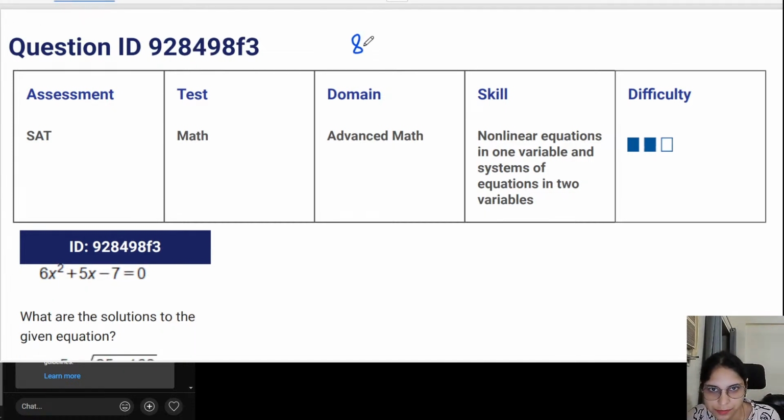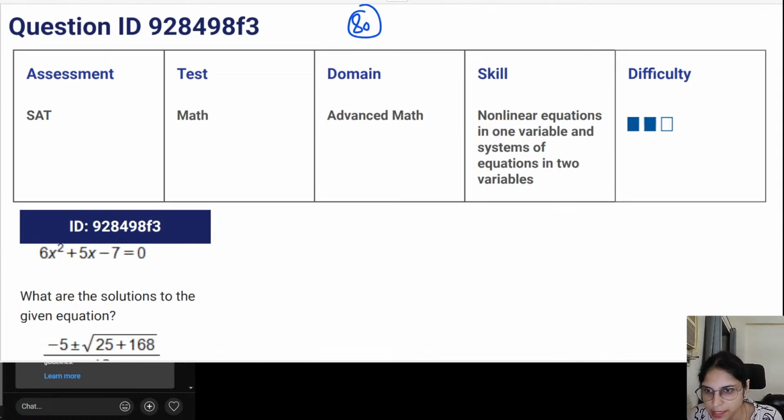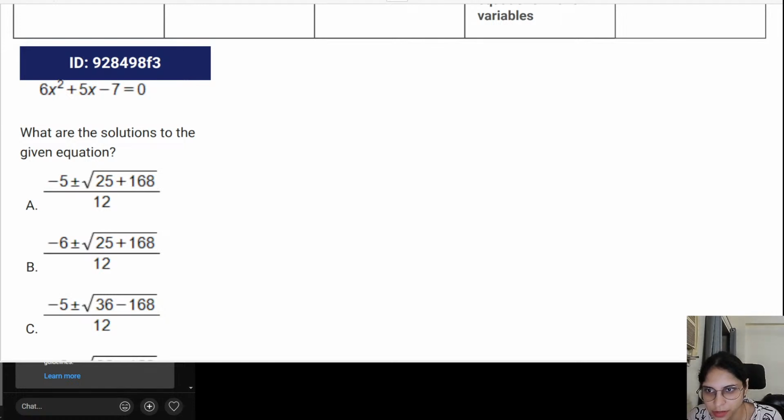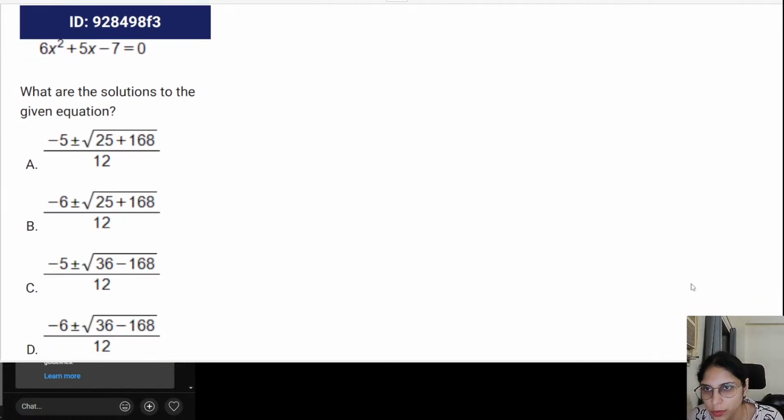Question number 80. 6x squared plus 5x minus 7 is equal to 0. What is the solution? You can see it's given in the form of the quadratic formula, so we'll apply the quadratic formula. Negative b is going to be negative 5, so these two options are out of the question. And now 5 squared is 25 because it's b squared, so 36 is also out of the option. It's option A.